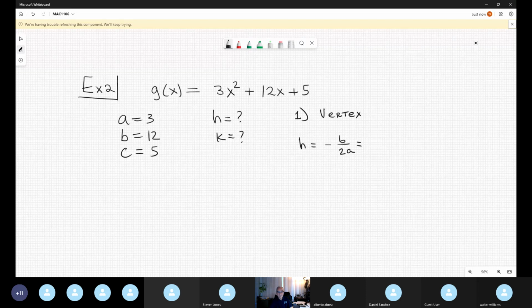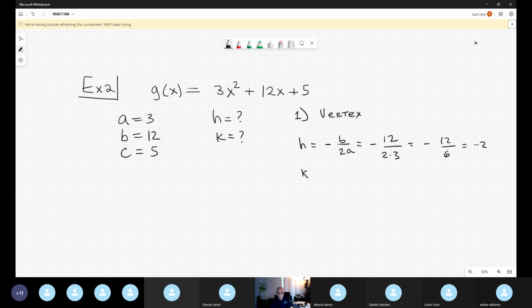So who is b? Be careful with the sign. Minus b is minus 12, over 2 times a, which is 3. According to the order of operations, this is minus 12 divided by 6, which is minus 2. Wow, h is minus 2.